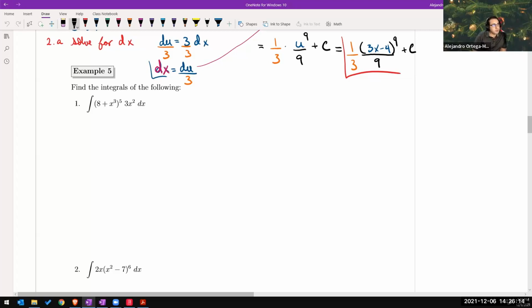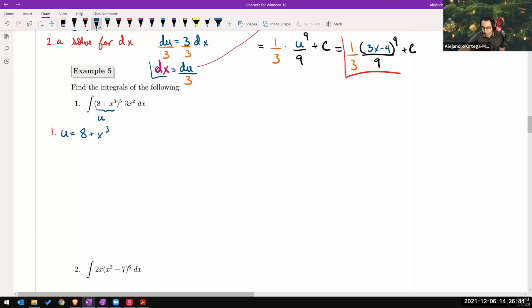Alrighty, so for this integral, again, we go ahead and define the u. So if you were to see this integral, what seems to be the inner function? Well, it looks like I have an 8 plus x cubed raised to the 5th. So this is a pretty good choice for the u. All right, so first things first, we define the u. Okay, so u is equal to 8 plus x cubed.